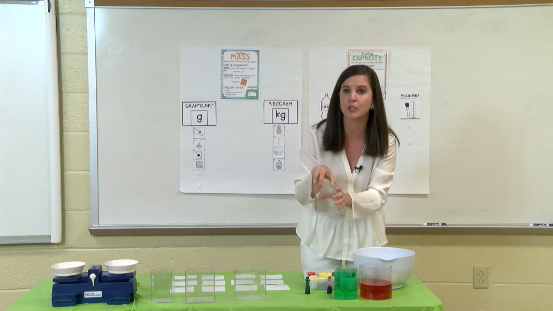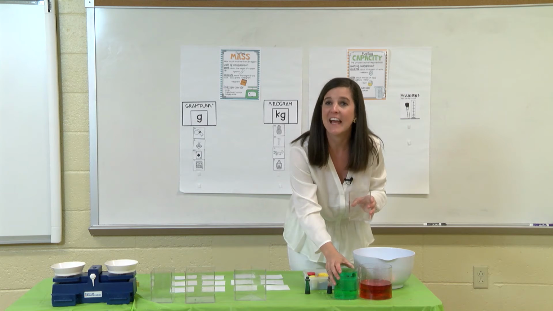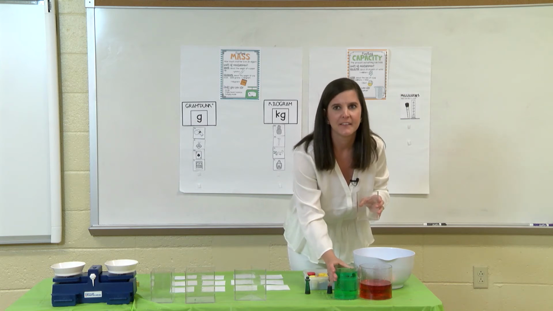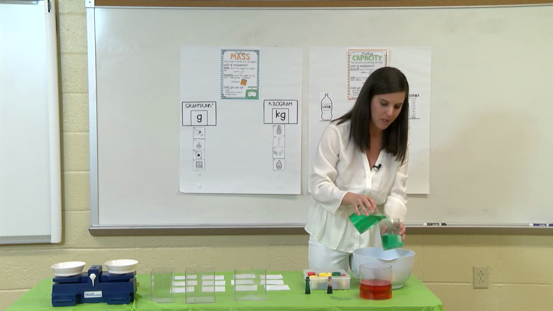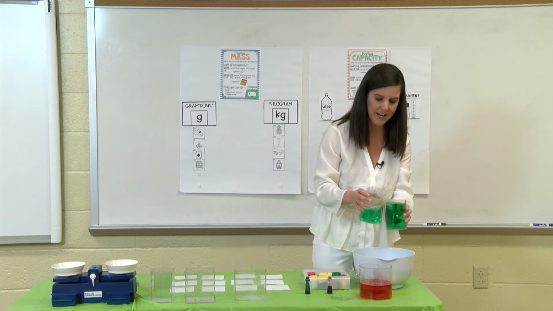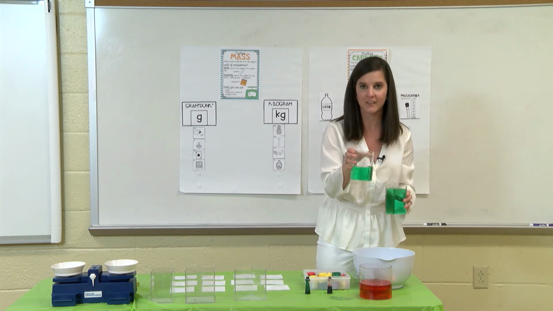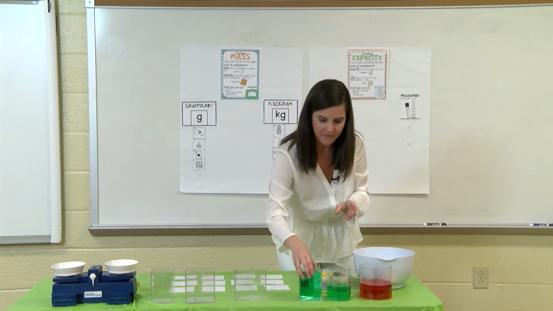Now, this one only holds 250, okay? So, 250 is half of 500. Did you know that? Okay, well, let's look at that. Okay, I'm going to pour some of my green water in here to 250. And if I pour half, should I still have 250 here? Yes, and I do. Look at these two. Do these look like they have the same amount in them?